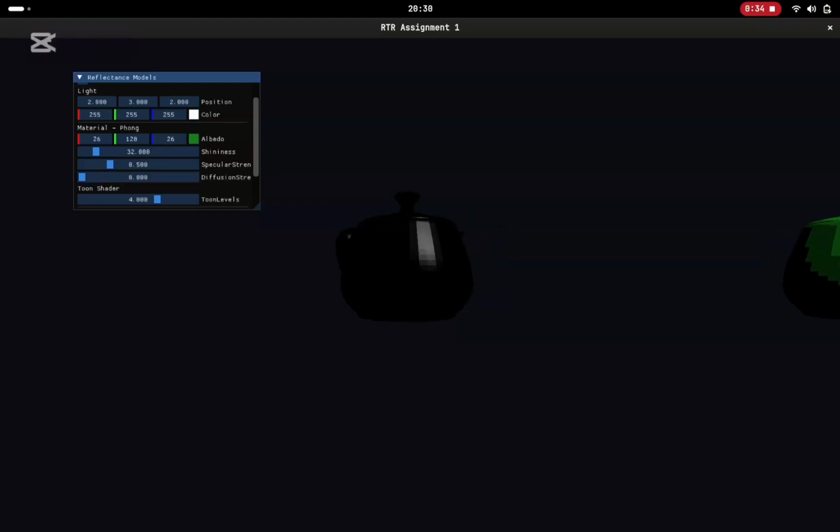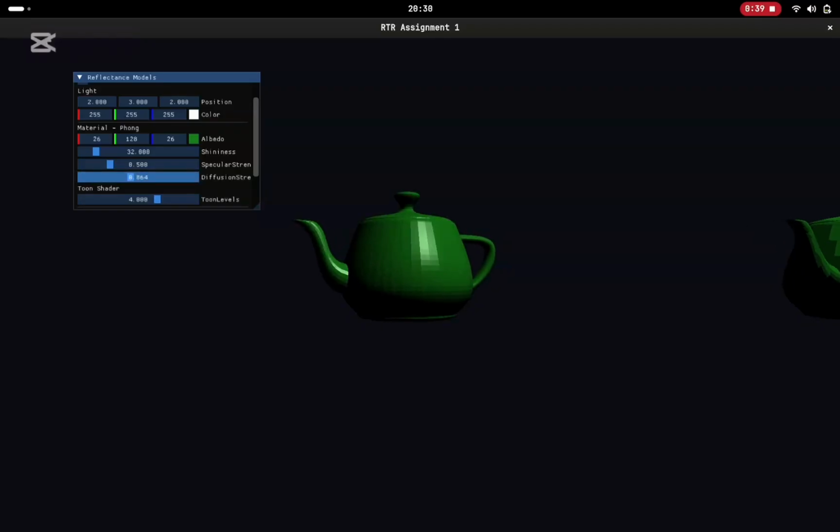If we increase the diffusion strength, we can see the color getting back and we can see the diffusion taking place. If we increase and decrease specular strength, we can see the difference in shininess. If we decrease it, we see the teapot is matte, and if we increase it, we see the shininess increases. This is only the strength of the shininess, not the area.